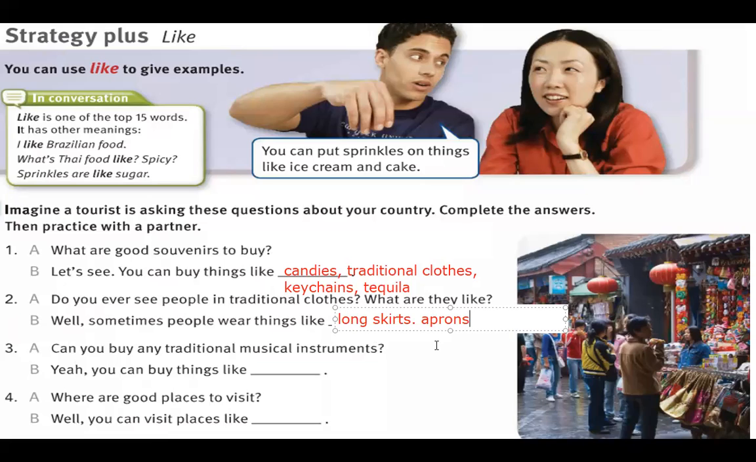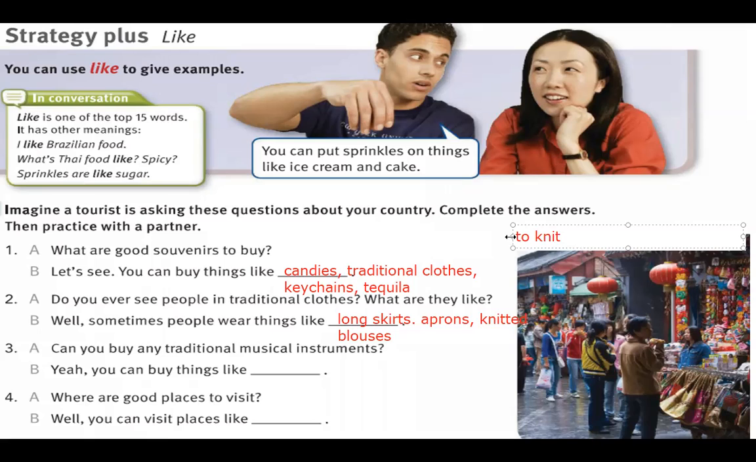How can I say playeras bordadas? Well, blusas bordadas. Is there a word for that? Knitted blouses. Knitted comes from the verb knit, bordar, right? So you have to use a compound word. In this case, knitted is an adjective and blouses is a noun. Knitted blouses. Excellent. Number three, can you buy any traditional musical instruments?